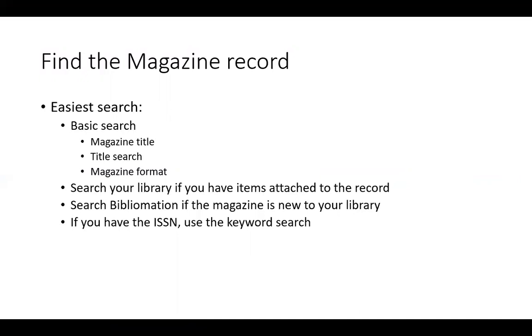If this is a brand new subscription you're setting up and you don't have any items attached, then search all of Bibliomation, which is represented as CONS for consortium. If you happen to have the ISSN, feel free to use the keyword search.